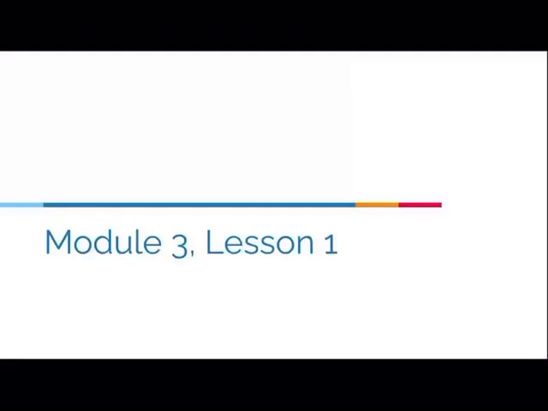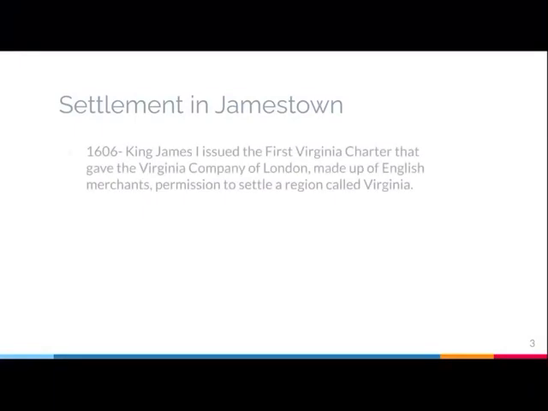Okay, a colony is when a main country, so in this case we're going to be really looking at England, sets up areas that England is still ruling over. And so that is where we are today. So we're in settlement in Jamestown, okay?